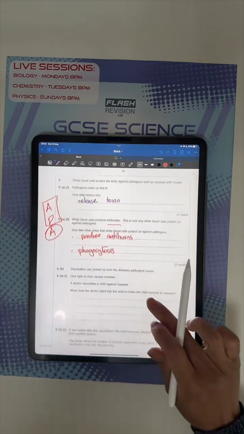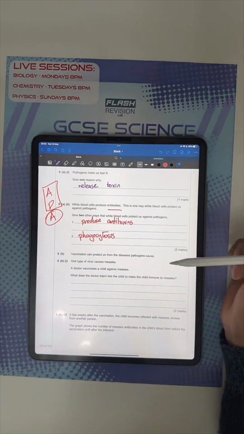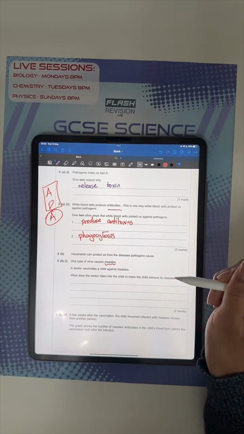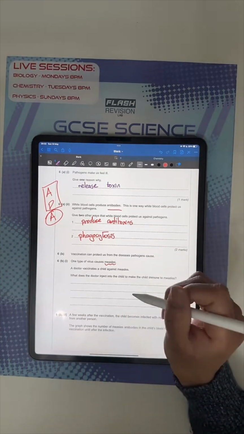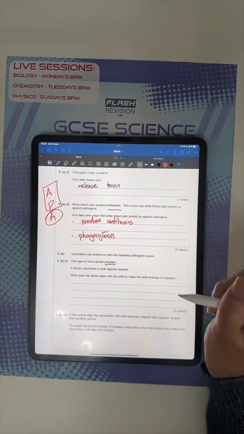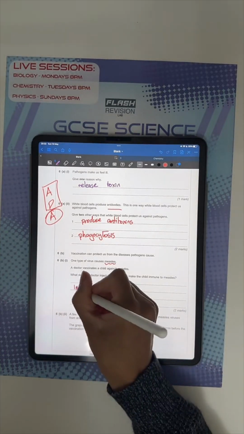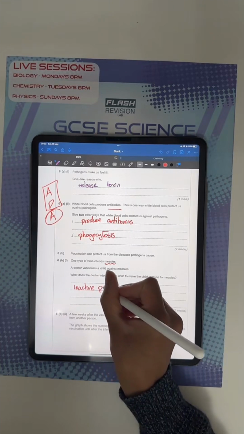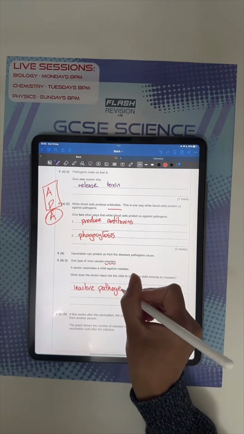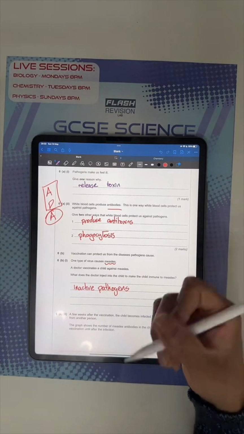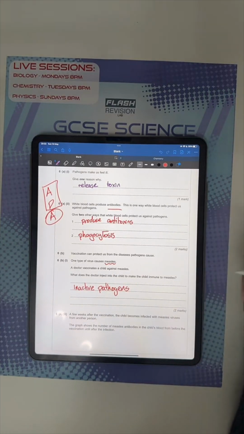Vaccination can protect us from diseases pathogens cause. One type of virus causes measles. A doctor vaccinates a child against measles. What does the doctor inject into a child to make the child immune to measles? Inactive pathogens. Whenever someone gets vaccinated, they're injecting the pathogens into your body, but it's an inactive or dead version of it. So it won't actually harm you, but your body thinks it's a real pathogen, so it starts to create an immune response to kill it.